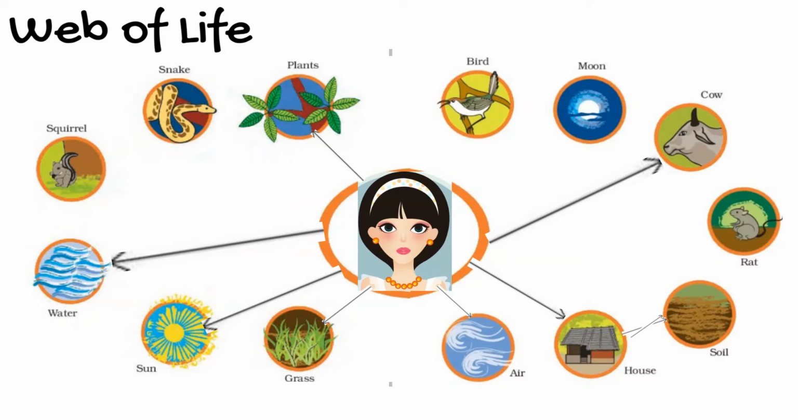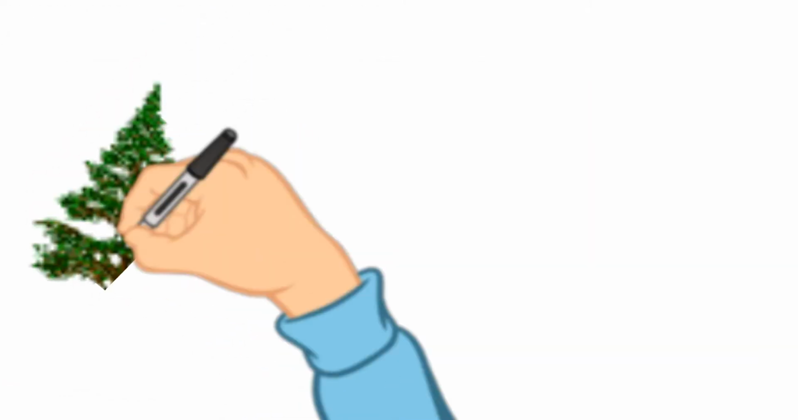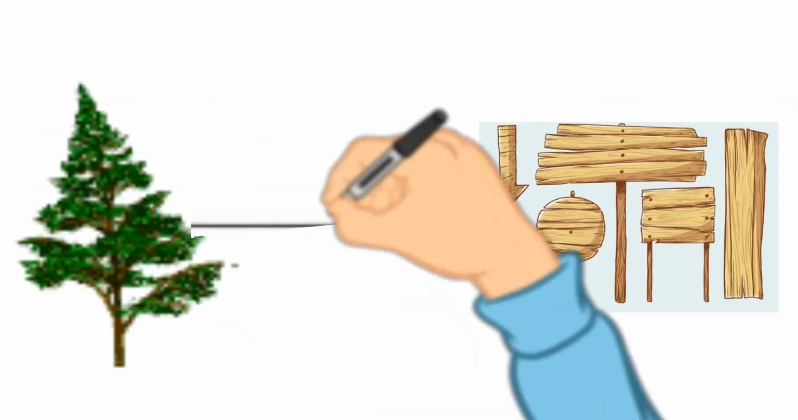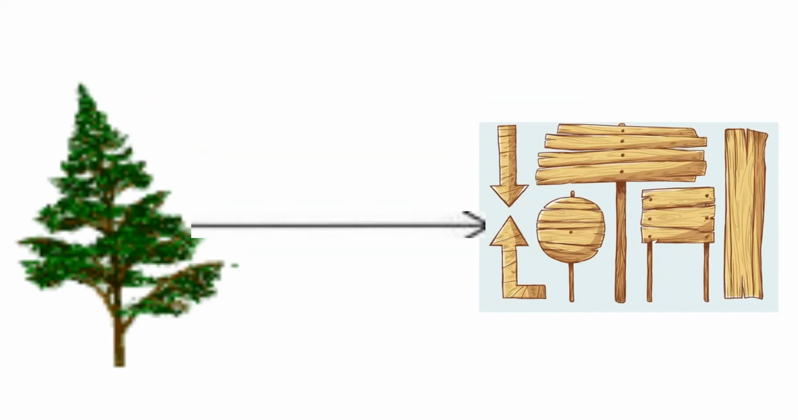Which is needed, which is required by you? Can you tell? House. Yes, house is required. House is a very needful source for us. So we can connect our picture with the house. What it shows is that for a house we need soil, right? We need soil to build a house. We need bricks for that, right?